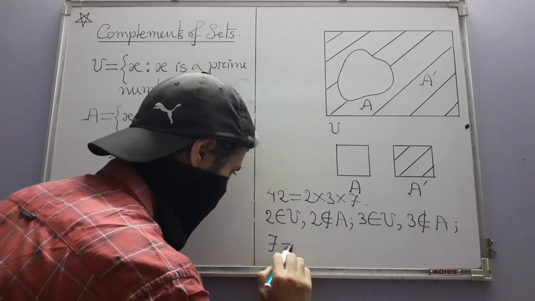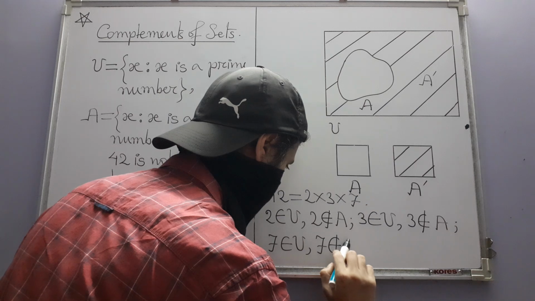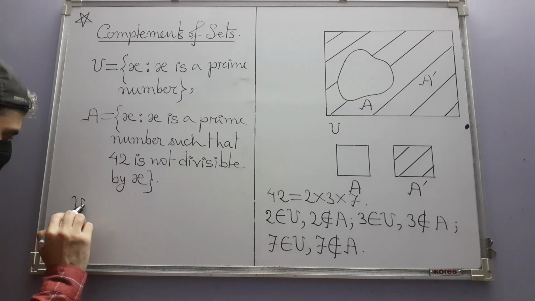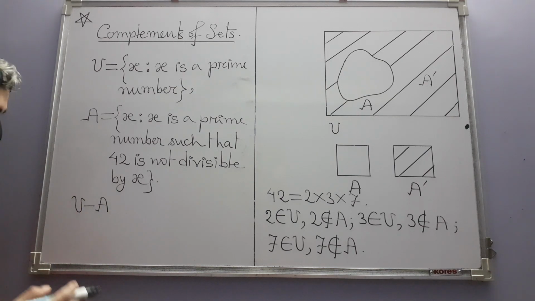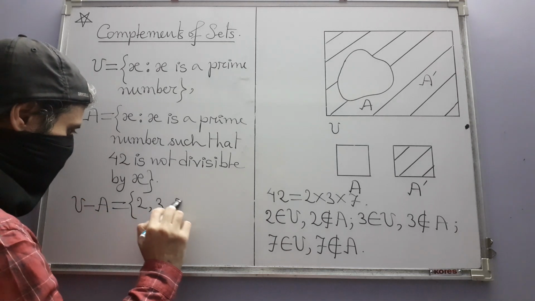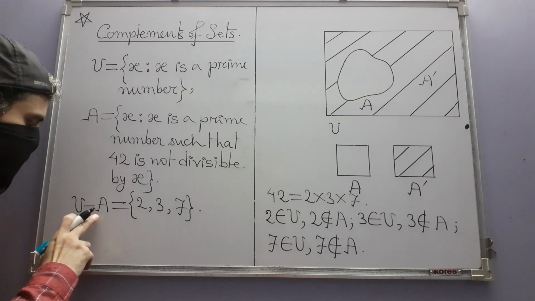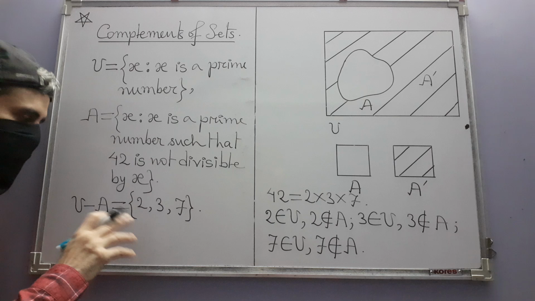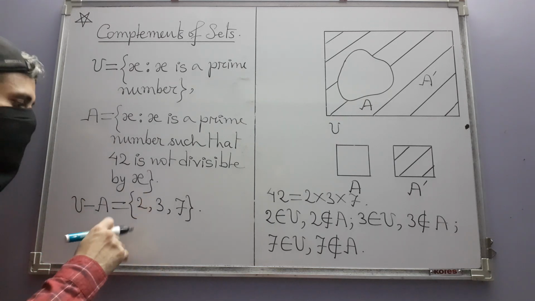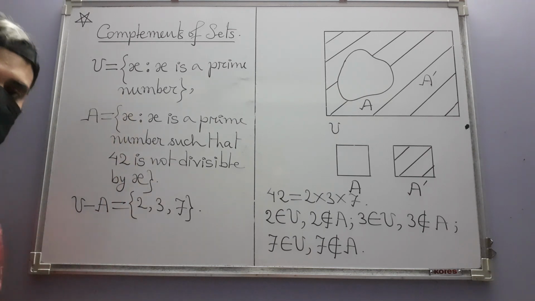And 7 belongs to U, but 7 does not belong to A. And that is why if one forms the difference U difference A, then one gets the set 2, 3, 7. That's because U difference A will again consist of primes, but will consist of precisely those primes that divide 42. That's because the ones which do not divide 42 form the set A.